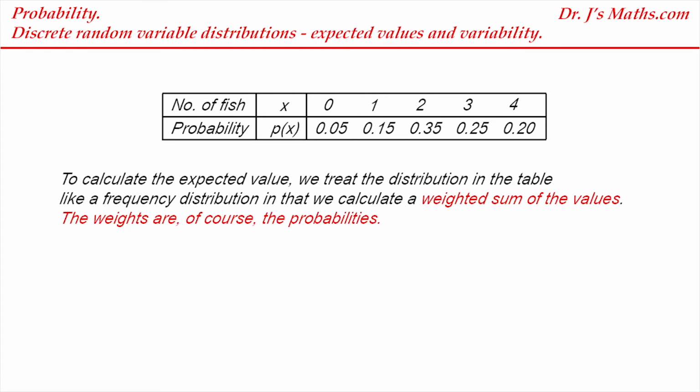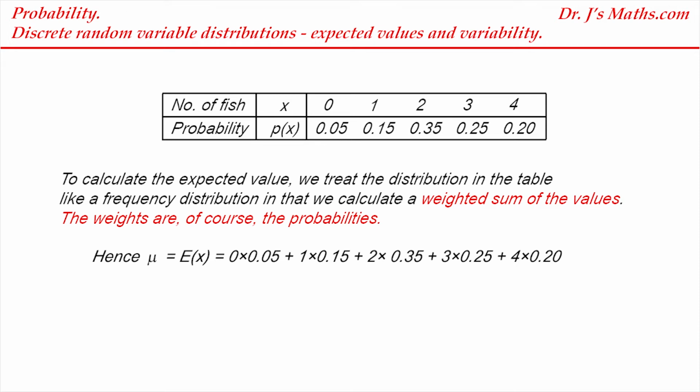To calculate the expected value, we treat the distribution in the table like a frequency distribution, in that we calculate a weighted sum of the values. The weights are, of course, the probabilities. So we calculate mu by multiplying the number in the top row by the number underneath it. So 0 times 0.05 plus 1 times 0.15 up to 4 times 0.2. We add all those together and we get 2.4, and this is our expected value for the number of fish passing that point in 30 seconds, so nearly 2.5 fish.